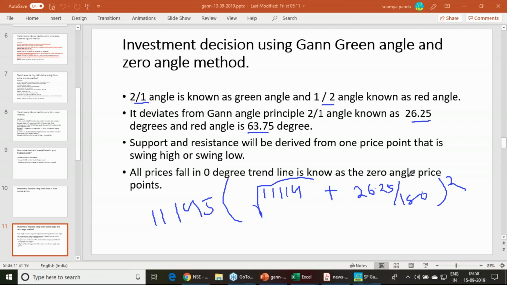And if you are buying these things, next multiply 26.25 into 2, into 3, it will go on in that ratio. Its stop loss will be 63.75, 63.75 divided by 180. So this is how the calculation will go.